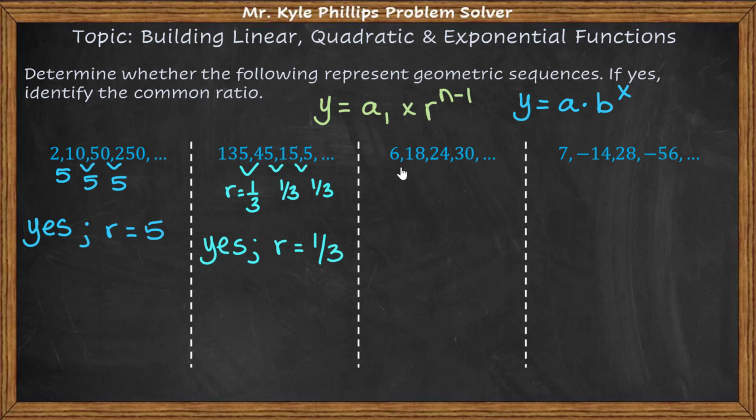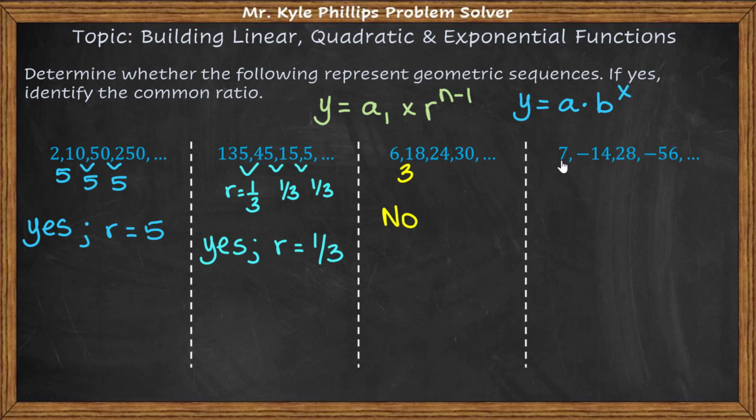Okay, let's look at this one here. 6, what do I multiply 6 by to get 18? Well, I multiplied it by 3. 6 times 3 is 18. 18 times 3, is that 24? It is not. So if it fails the test one time, you cannot say it is geometric. So here, no, this is not geometric because there is no common ratio. You're not multiplying by 3 to get every term in the sequence.